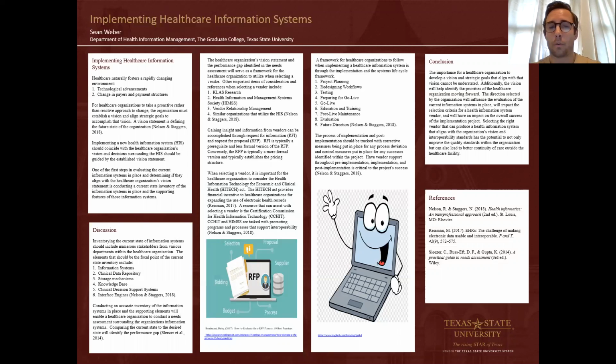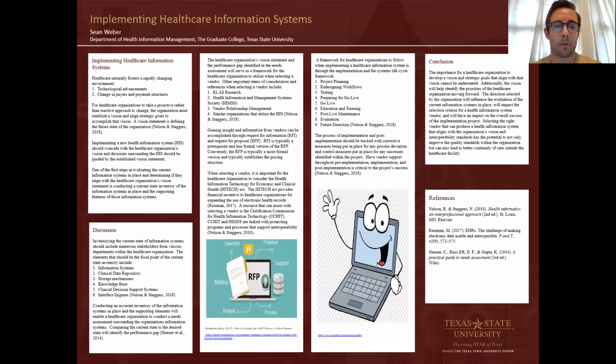The elements that should be the focal point of the current state inventory include information systems that are currently being used, whether this is a laboratory information system or a clinical information system, clinical data repository, storage mechanisms, whether it's centralized storage or multiple, depending upon the type of organization that is choosing the new information system, the knowledge base, clinical decision support systems, and interface engines. It's really important to know how many interface engines are in place right now so that if a new information system is selected, you have that information going in.